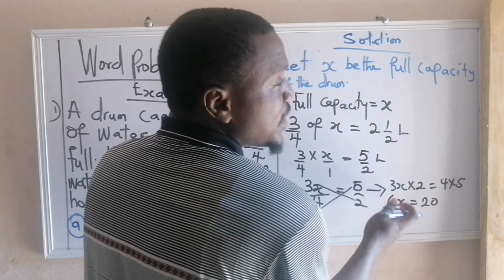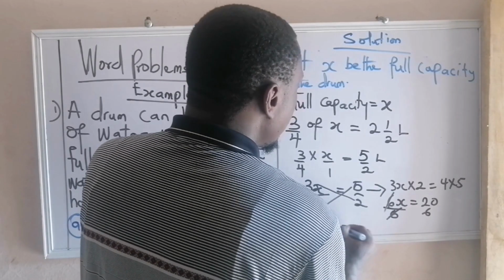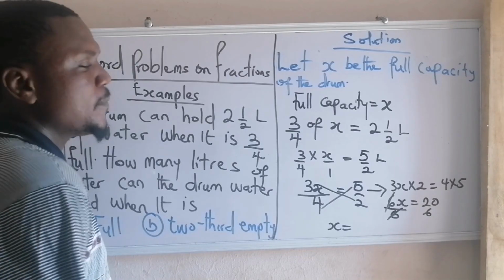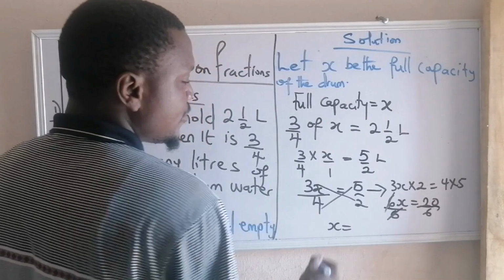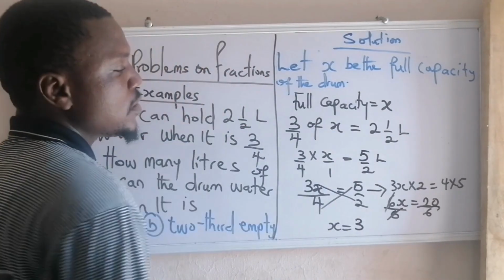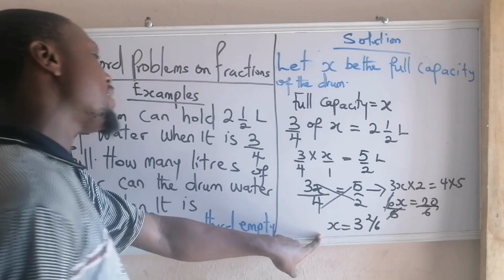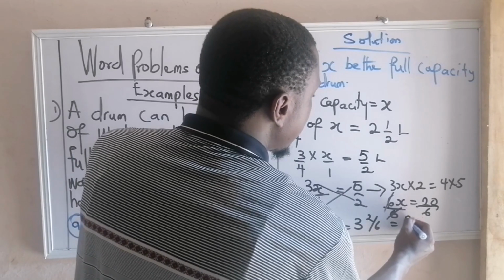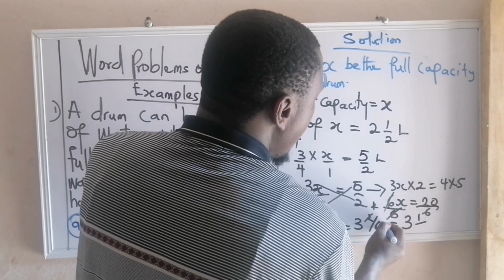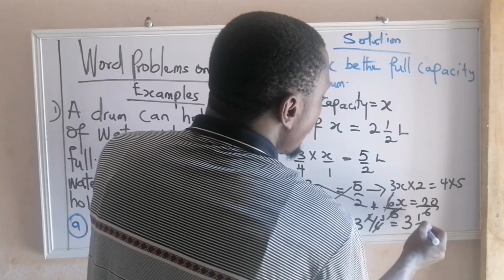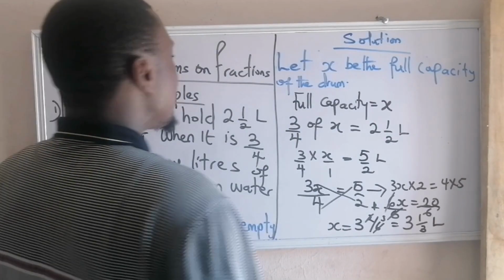So we divide both sides by the coefficient of x, which is 6. Since we cancel 6, we are left with x. So how many 6 can you see in 20? I believe you know that. 6 times 3 is 18, so that will be 3. Remainder 2/6. So 20 divided by 6 is 3 whole number 2/6. You can reduce this fraction: 2 can go into 2, and 2 can go into 6. So 3 whole number 1/3. So the full capacity of this drum is 3 and 1/3 liters.